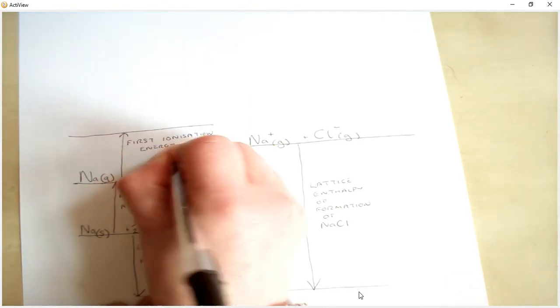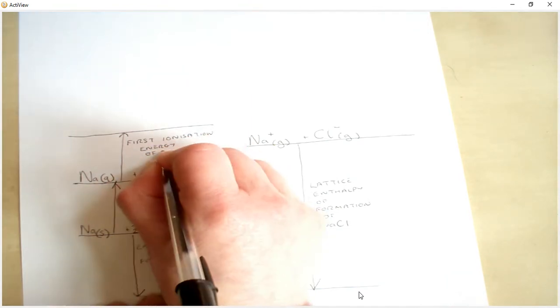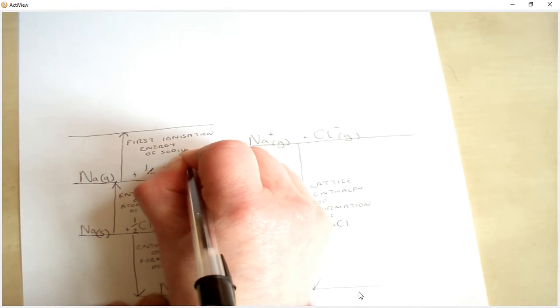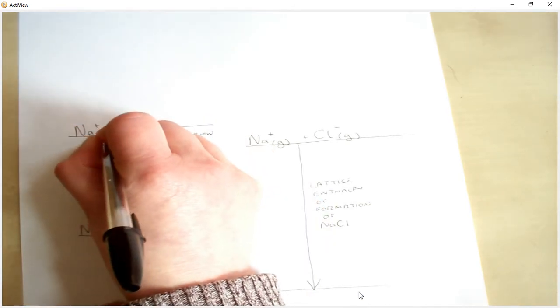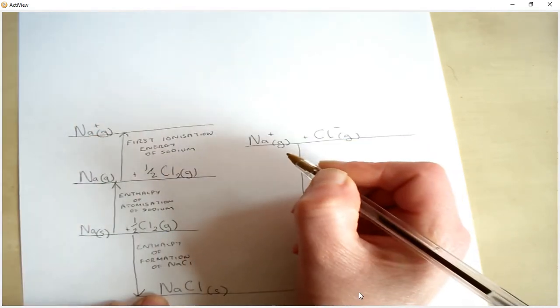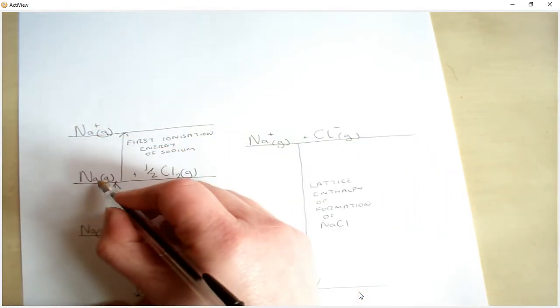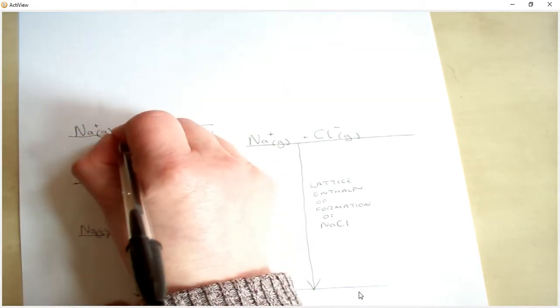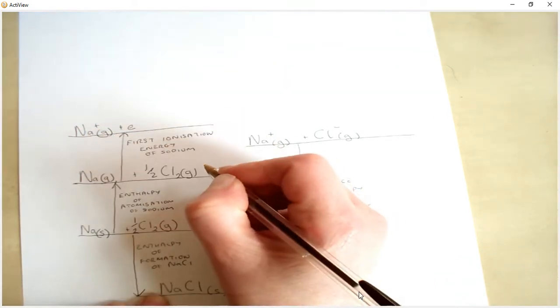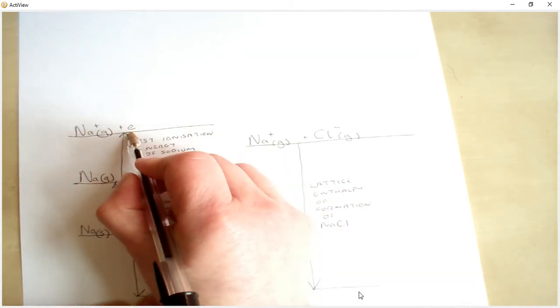Of sodium. And that's going to turn it into Na+ gas. Now the bit I always forget, and we need to make sure we put in, is that I've generated an Na+ ion. I've also got an electron. So I need to remember to put this electron in.